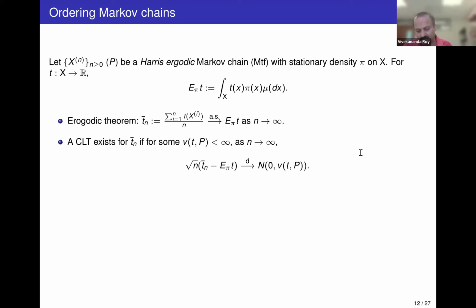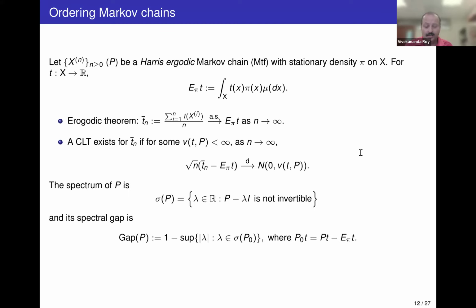But then which one should I use? Now, there are different orderings available in the literature. The efficiency ordering says that the one with smaller asymptotic variance in the CLT we should use, because that will lead to smaller standard errors. On the other hand, there are other orderings in terms of spectral gap, because a larger spectral gap means faster convergence to the target, to stationarity. So the one with a larger gap, we should use.